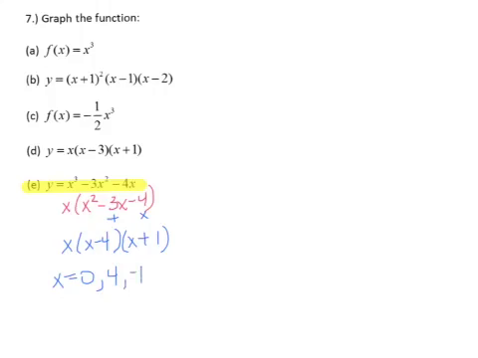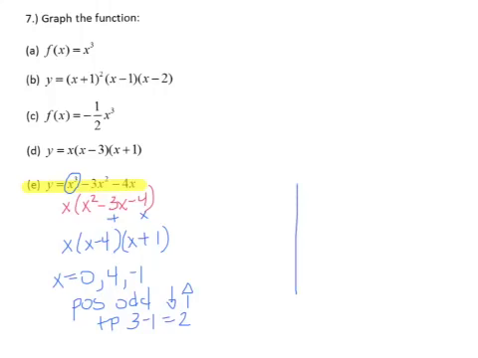Now I have to talk about my end behavior. I'm going to look at my lead coefficient, which is 1, and that's positive. I'm going to look at that degree, which is 3, and that's odd. I know positive means right side up, and odd means opposite, so left is going down. Turning points is going to be my degree, which is 3, minus 1. So my turning points are 2.